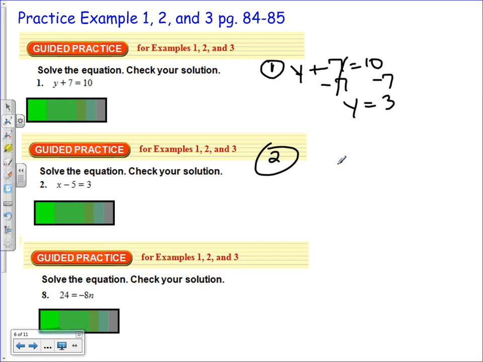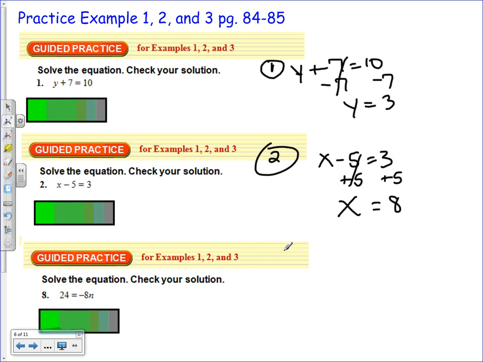So in problem number 2, I have x minus 5 equals 3. Minus 5, the inverse or opposite would be plus 5. Whatever I do to one side, I have to do to the other. So these cancel. 3 plus 5 gives me 8.